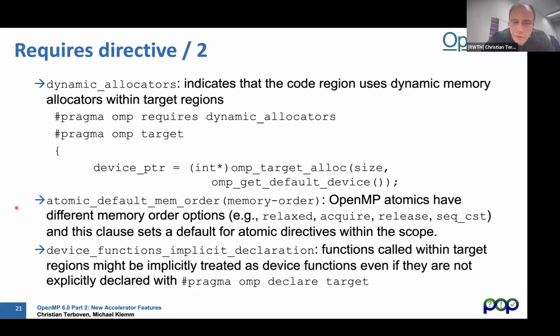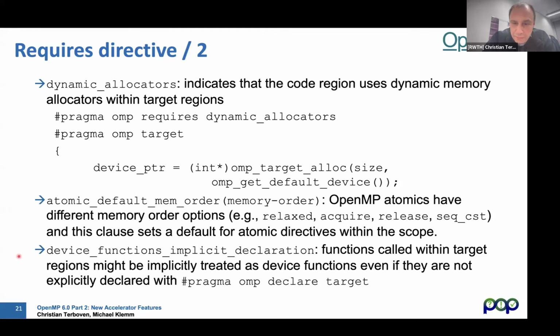Atomic default memory order, and then you can specify one of relaxed, acquire, release, or sequential consistency as a memory order. This applies to the OpenMP atomics. I believe we covered them in the previous webinar or maybe in the one before. So that requires that the atomics have a certain memory order, namely the one that you specified in the corresponding scope. That means you can assume that it sets this as a default.